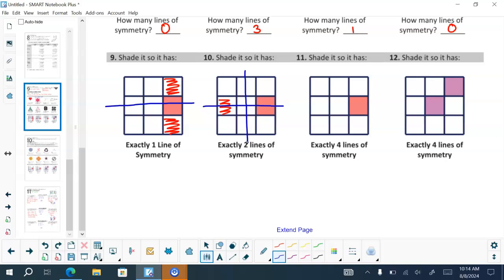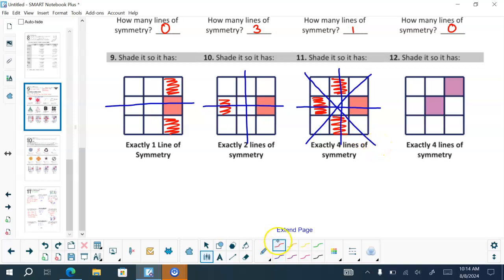Okay, number 11, shaded so it has 4 lines of symmetry. So we know that if we do this, it's got 2. So we need to figure out a way to get 2 more. If you shade the top middle and the bottom middle, then you should be able to go vertically, horizontally, and diagonally. You should be able to do all of those. So there would be your 4.